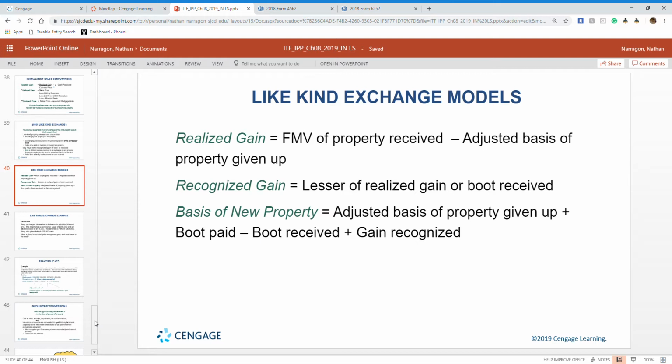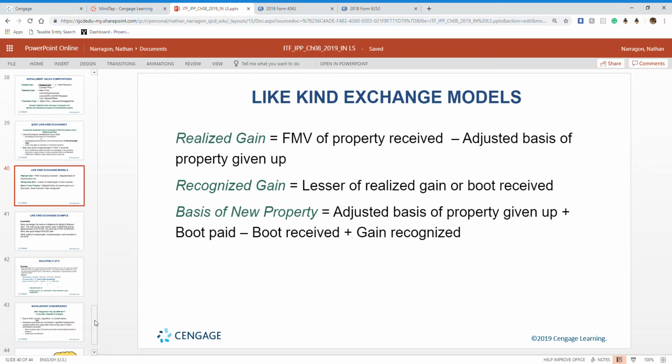Recognized gain is going to be the lesser of the realized gain or boot received. Okay, so basically what cash has been received. So if the cash is lesser than the realized gain, we have to recognize the cash. If the realized gain is lesser than the cash, we recognize the realized gain.